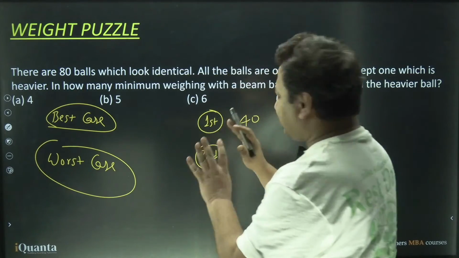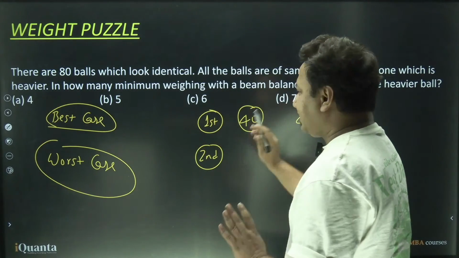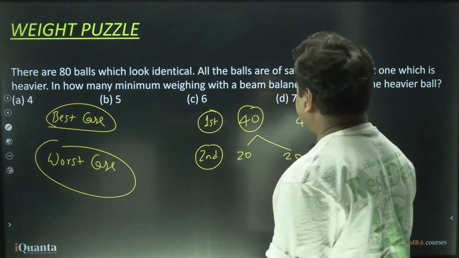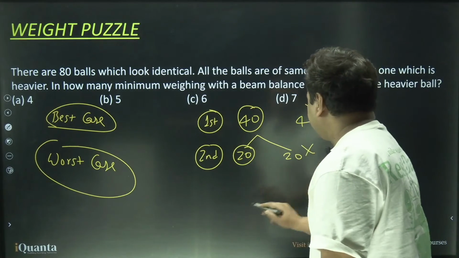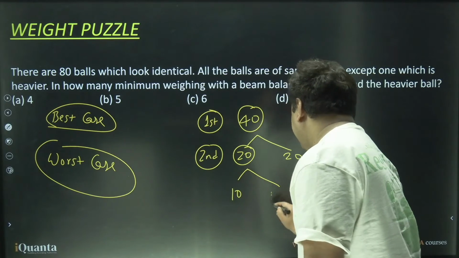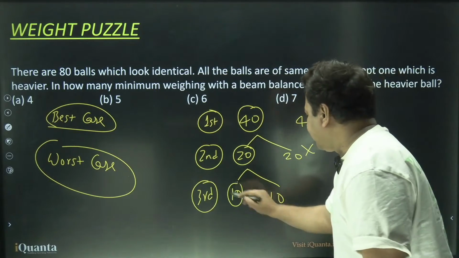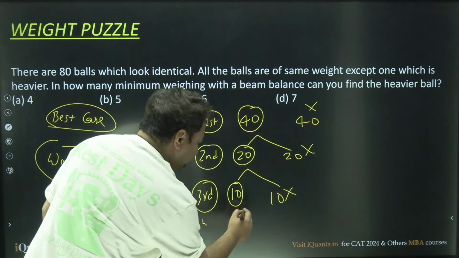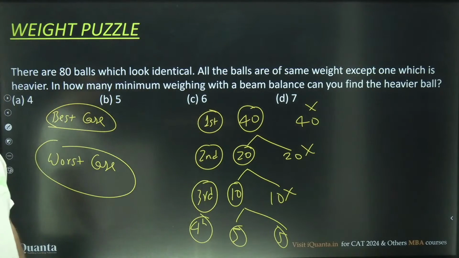So the one which is heavier, let's say this one is heavier, we'll eliminate the other one. We'll divide this into two groups of equal balls, 20 each. Now let's say this one is heavier, we'll eliminate this one and break it into two parts again, 10 each. That is the third iteration. Let's say this one is heavier, eliminate this. Now, in the fourth, I can just make it 5 each, out of which one will be heavier. यहाँ तक सबका आ चुका होगा, isn't it?